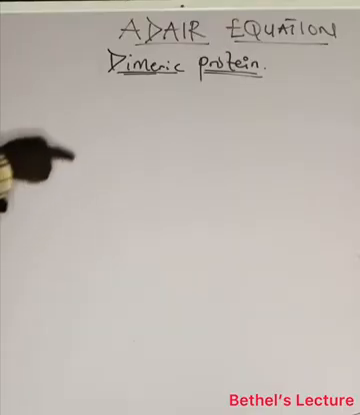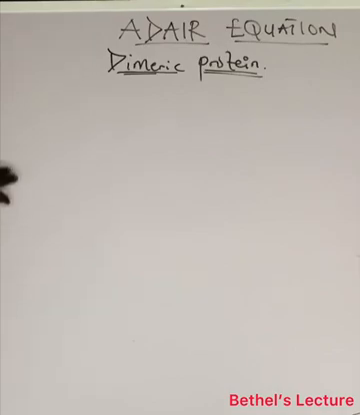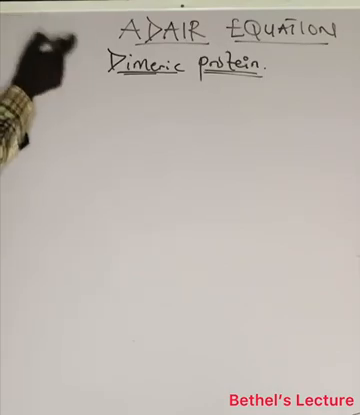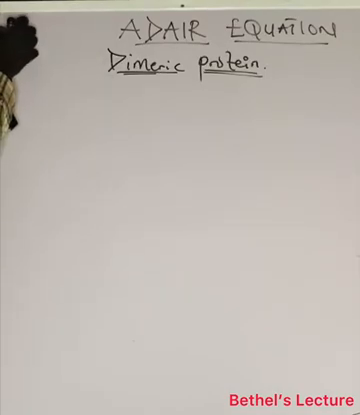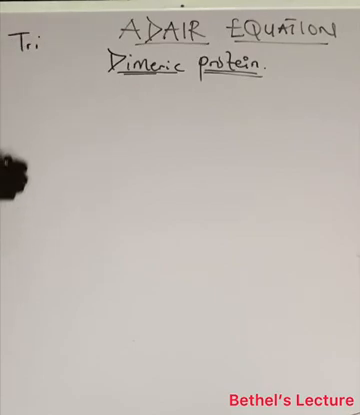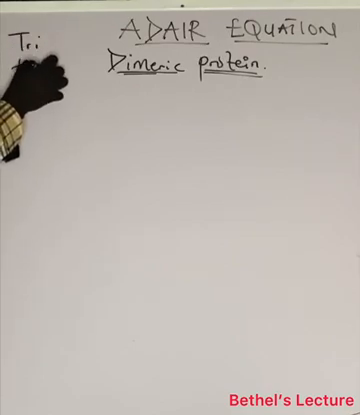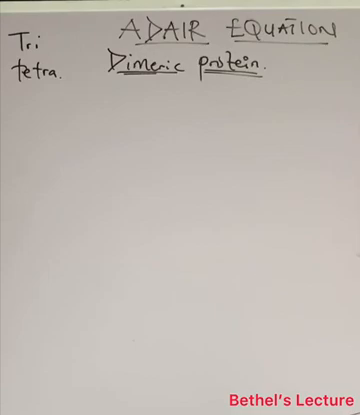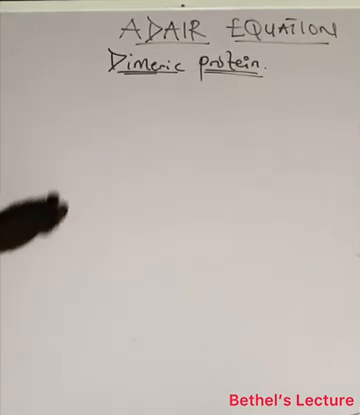Alright, so today we will discuss the Adair equation. In the Adair equation, there are about three forms. We have the one for dimeric, like the one we discuss today, we have one for trimeric, and we have one for tetrameric. For now we'll discuss the one for dimeric, so please pay close attention.